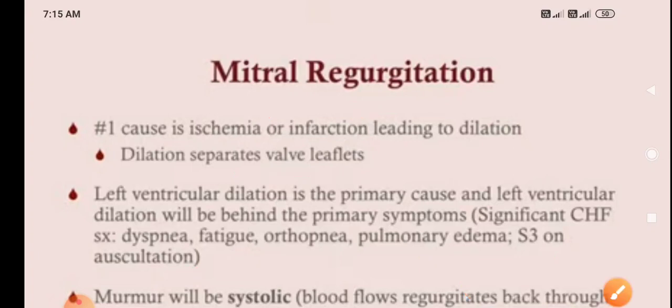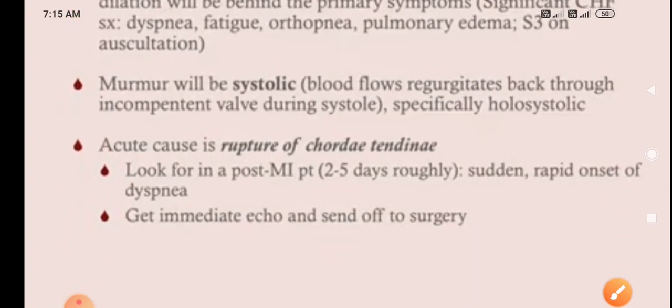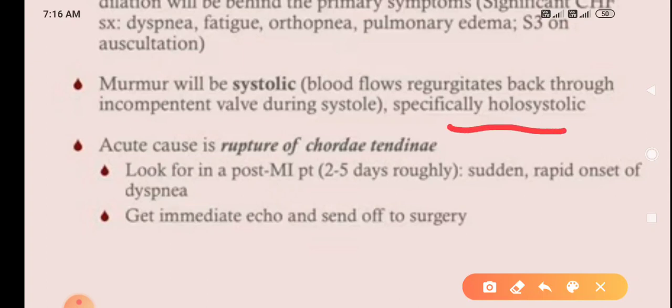That is physiological in some cases, like in pregnancy. This S3 is physiological. Okay, the murmur will be systolic here, as blood regurgitates back through the incompetent valve during systole, specifically a holosystolic murmur. This holosystolic murmur, except in mitral regurgitation, we also see in tricuspid regurgitation or in case of VSD, ventricular septal defects.